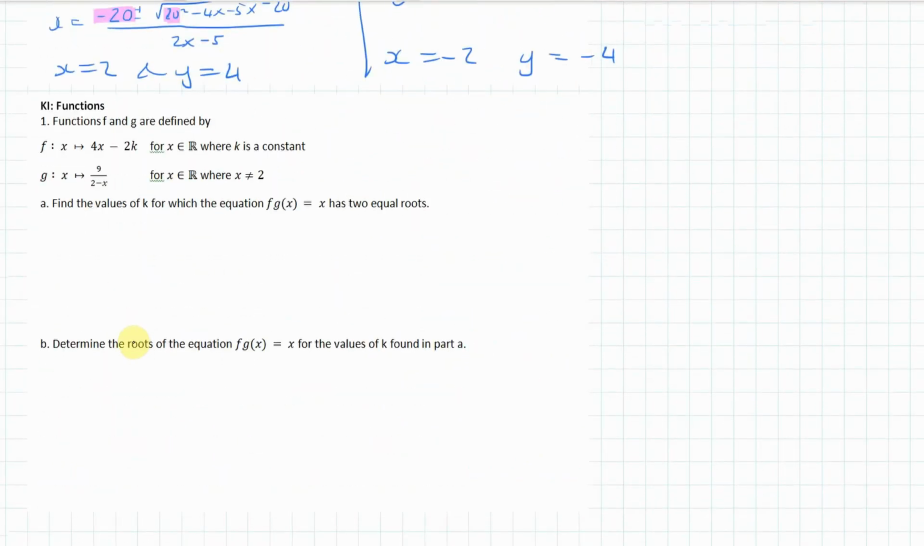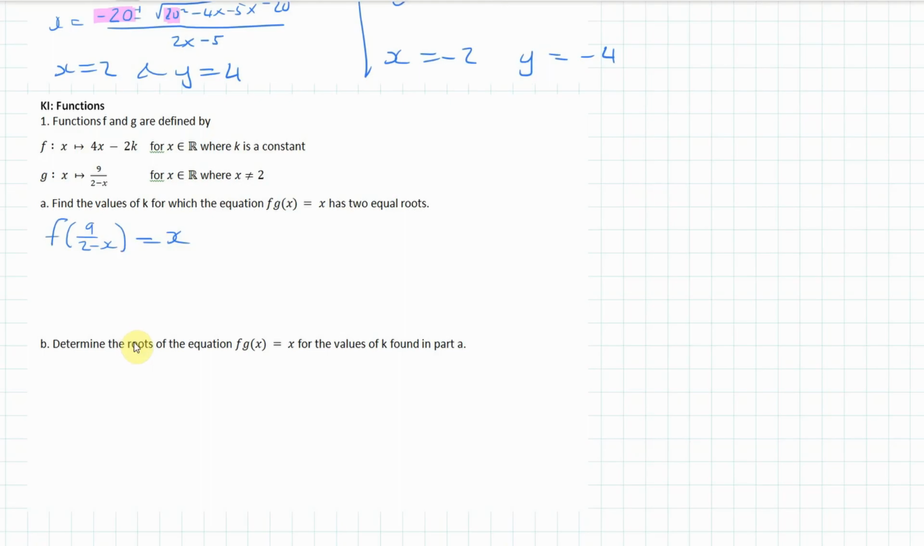The next one, we have a couple of functions, f(x) and g(x), and we've got to find the values for which the equation fg equals x has 2 equal roots. So what we're going to do is we're going to say f, and then we're going to put g into f, like this, equals x.